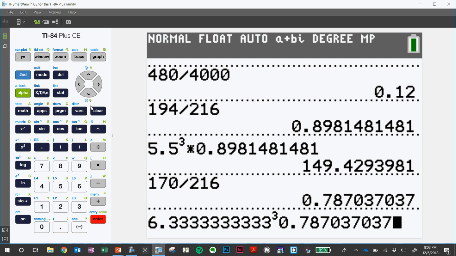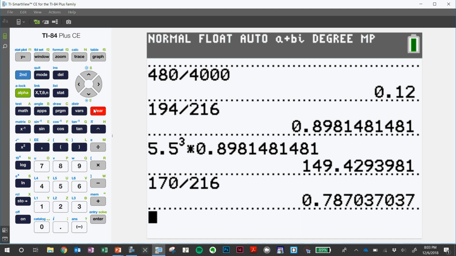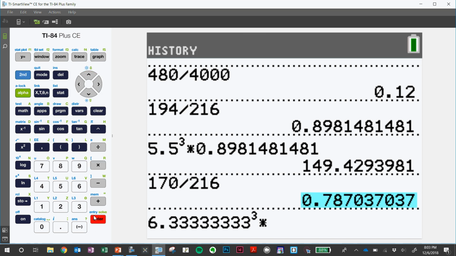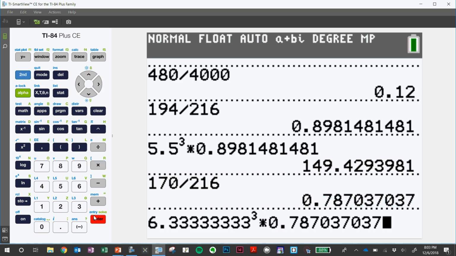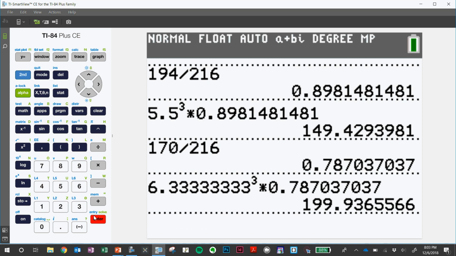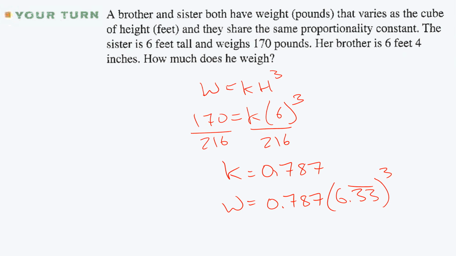And I believe I forgot the times button. 6.333 cubed times our previous answer. And there we go, 199.93, so we'll round up to 200 pounds.